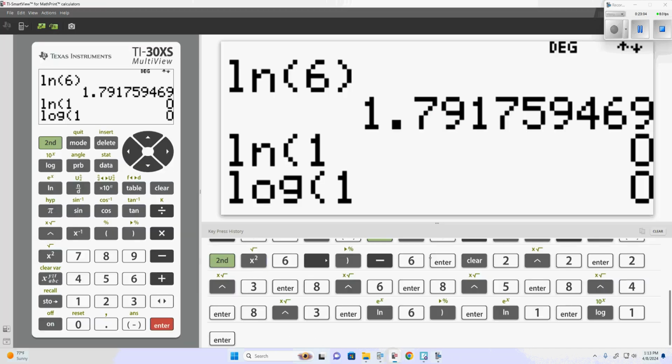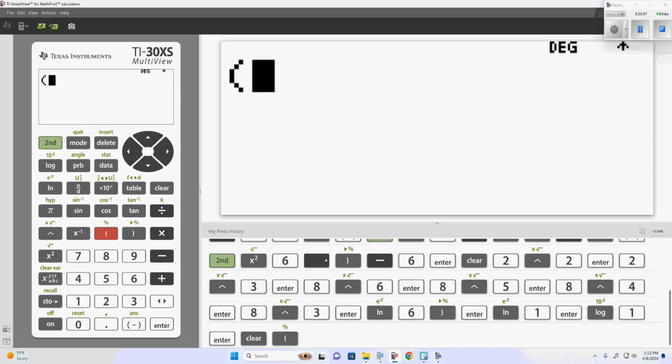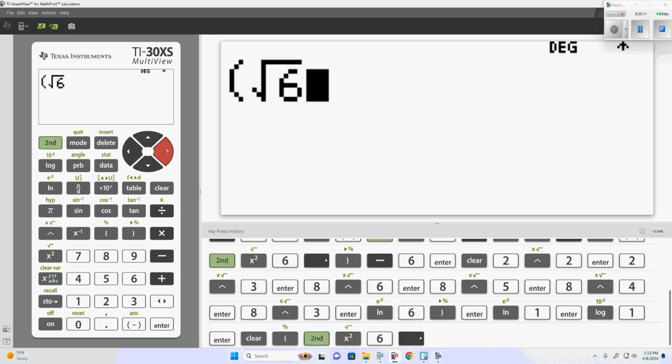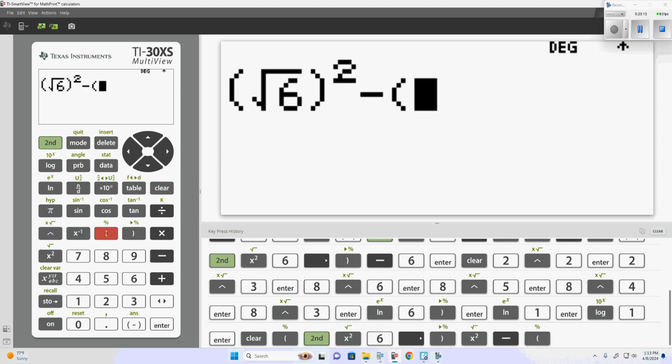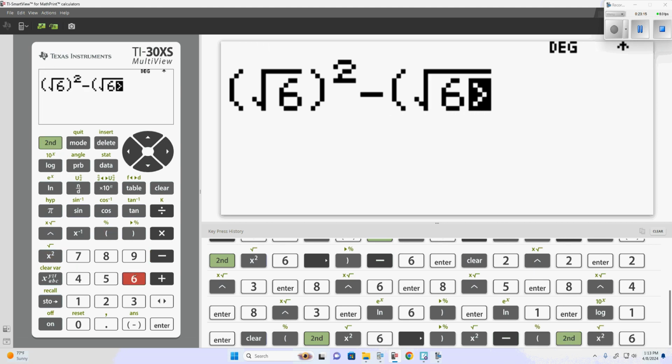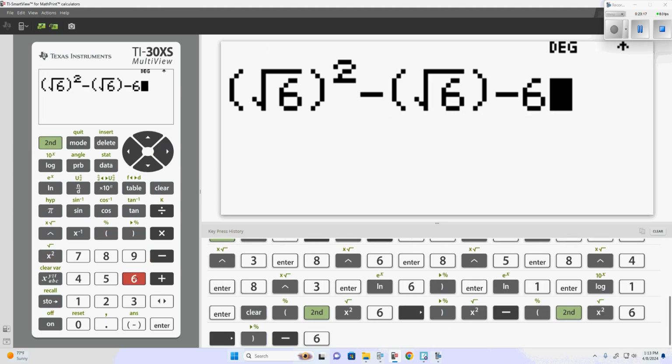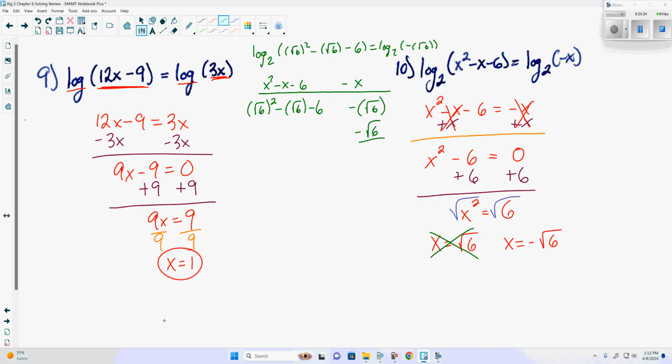Now, we could do this in a calculator: parentheses, second square root 6, squared, minus second square root 6, minus 6 is negative square root of 6. So both of them, even though it's not so much the square root of 6, it's the fact that it is negative. So when x is positive square root of 6, when we plug it back into each expression, it gives us a negative number. So that's why we threw it out.